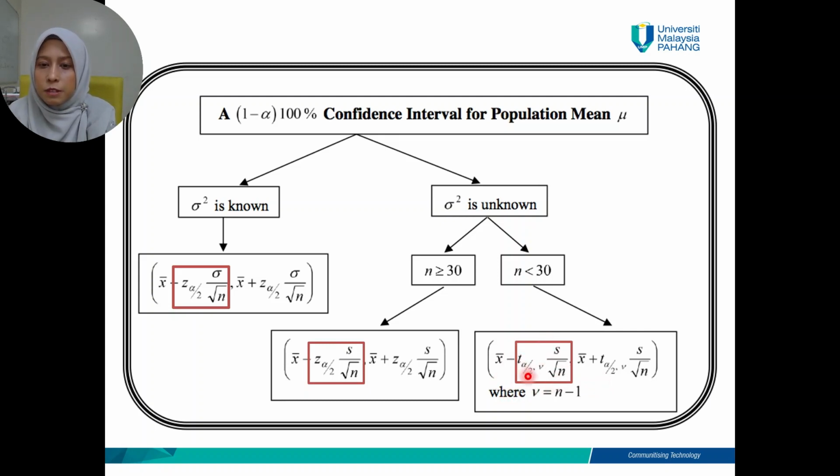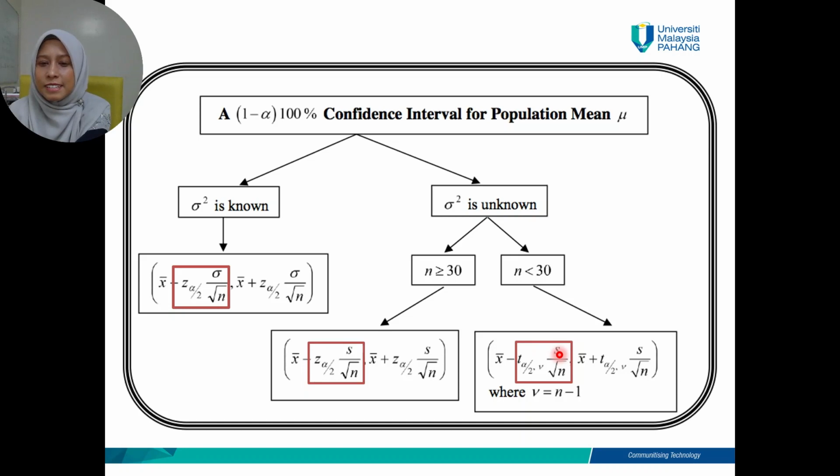T alpha over 2 nu S divided by square root n. Okay, so these are the three estimation error formulas. So if your confidence interval used this formula, the estimation error is given by this formula. If your confidence interval is calculated using this formula, the estimation error for the calculated confidence interval is this formula.